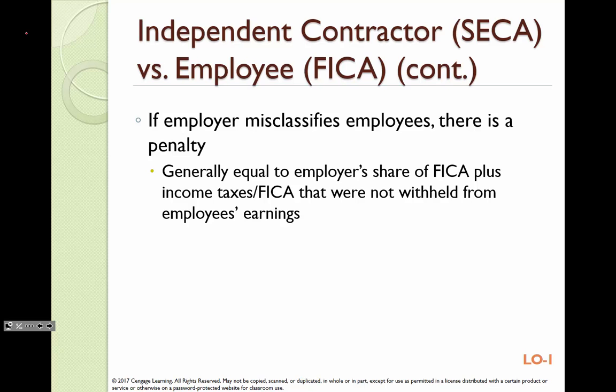There's 15 of you sitting in here at 50 grand a year. Do that math real quick. That's $750,000 times roughly 7.5%, 49 grand, plus all your income taxes. That's the kind of stuff that puts people out of business, for real. And I've seen that. So you have to be crystal clear and sure that you're categorizing your people correctly.